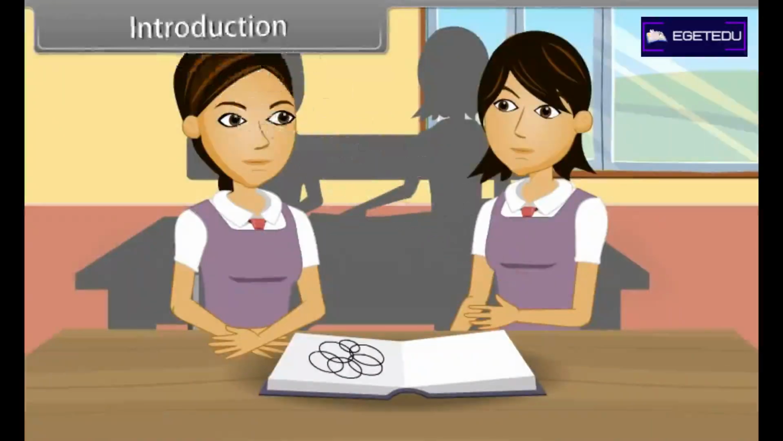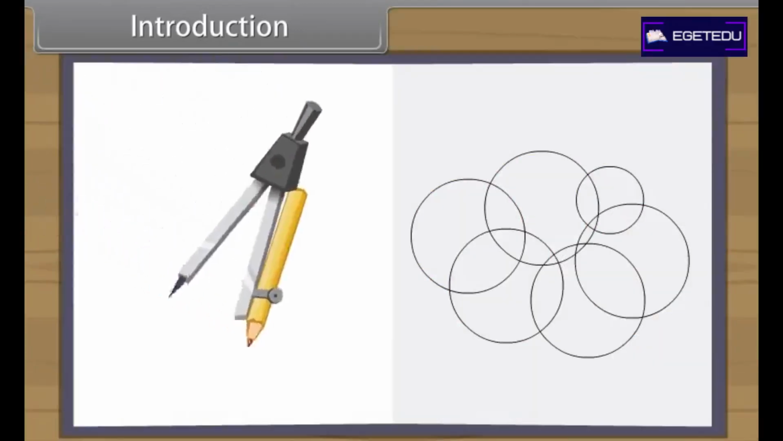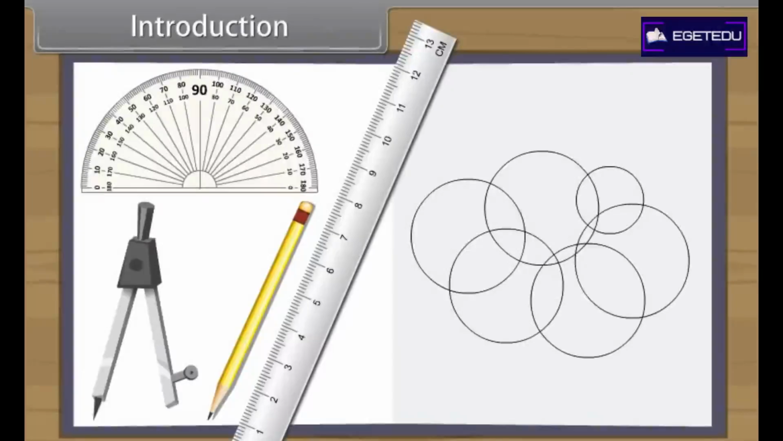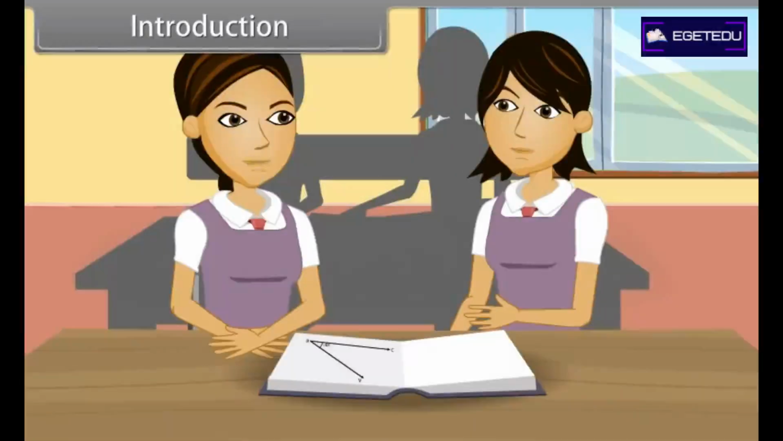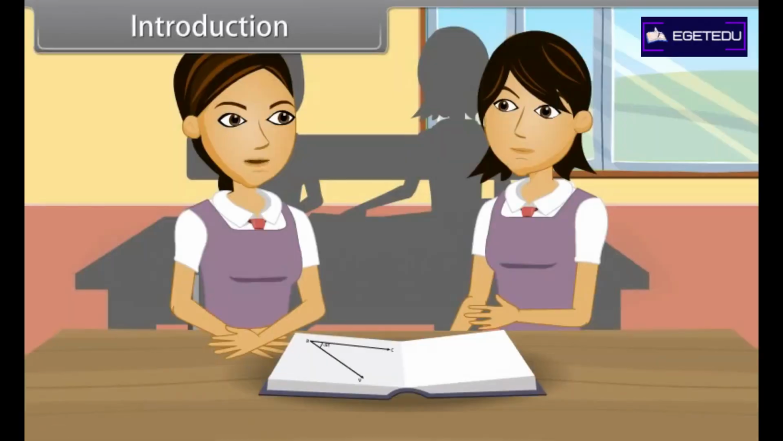Introduction. Hey Radha, what are you doing? Wow, very beautiful. How do you make this? I made this with the help of compass and pencil. But do we really need a compass to make these circles? Yes, to make an accurate figure, we need all these geometrical stuff. Can you see this angle? Yes, it's a 30-degree angle. I have made this with the help of a compass and a ruler. But how? I also want to learn. Come with me. I will teach you.